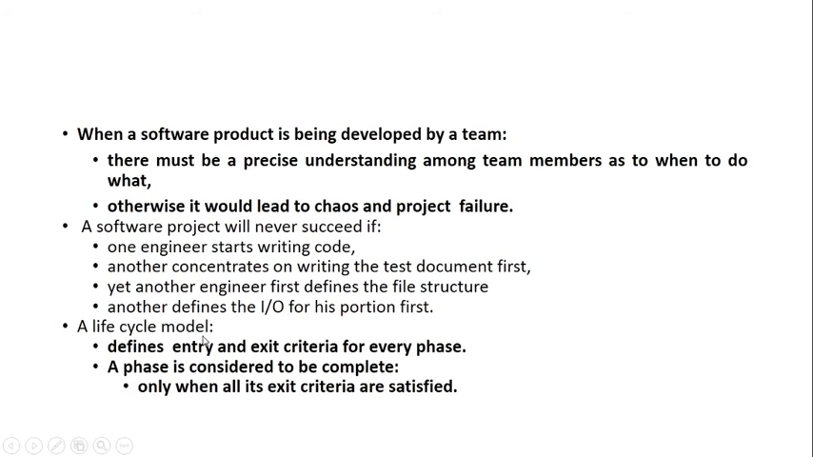Another benefit of a life cycle model: it has entry and exit criteria. Entry and exit criteria means a phase can only start if its previous phase is completed. That is systematic, right? Say if the feasibility study is completed, then only I can start with the requirement analysis. Once the requirement analysis is completed, then only I can start with the designing. It's not that I can start them parallelly.